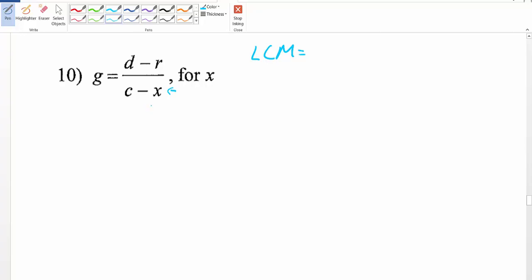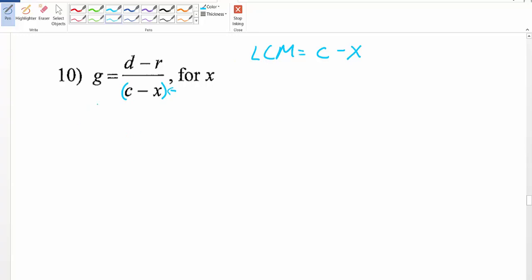When we look at the denominators, though, we notice it's this entire thing, c minus x. So that actually ends up coming out to be our LCM, c minus x. It looks like a weird least common multiple, but that actually is our least common multiple in this particular case. It's not necessarily just one item or one number. Maybe it's an entire set on the bottom.